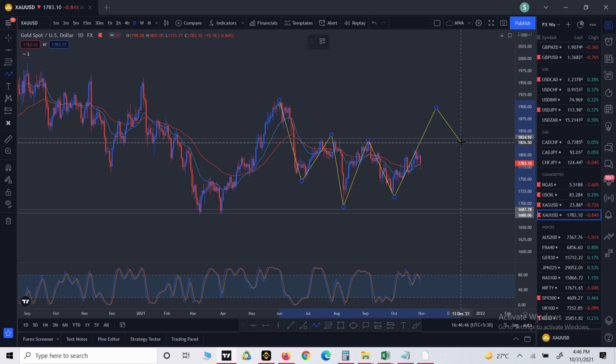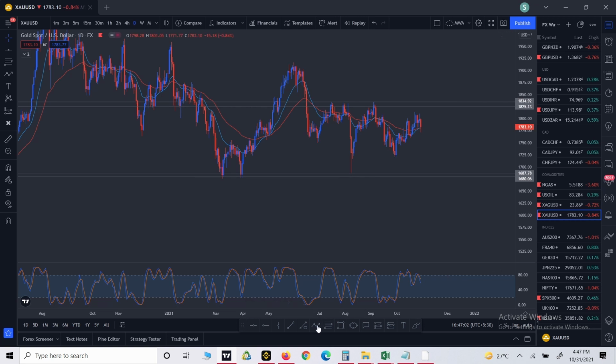In that scenario, I will wait for a pullback to the recent broken zone. Accordingly, I'm going to go to lower time frames and look for some kind of bullish price action to go long in this market. That's going to be scenario number one.